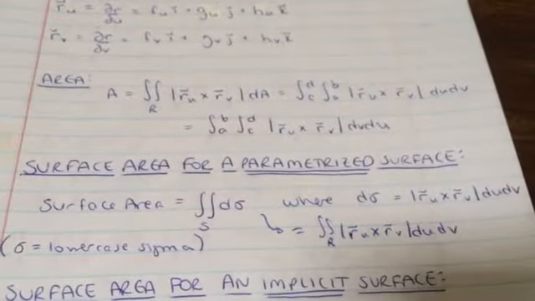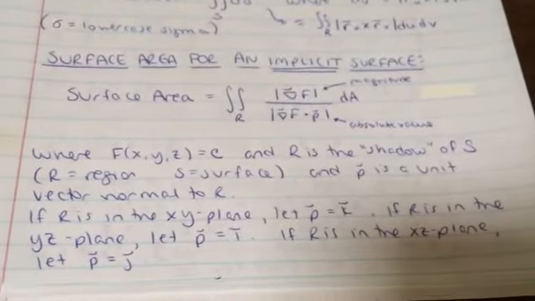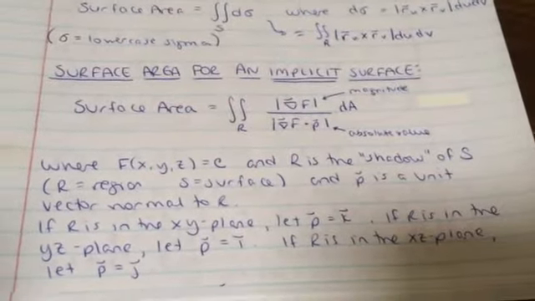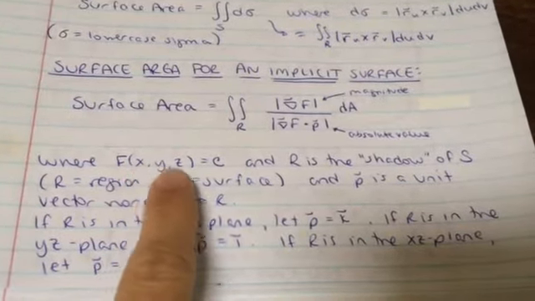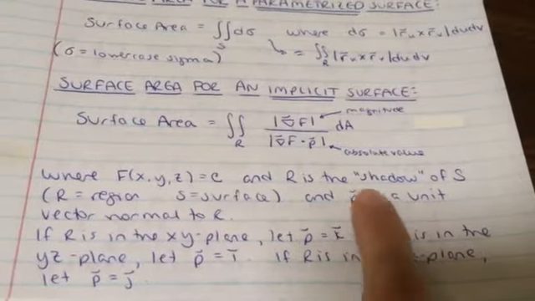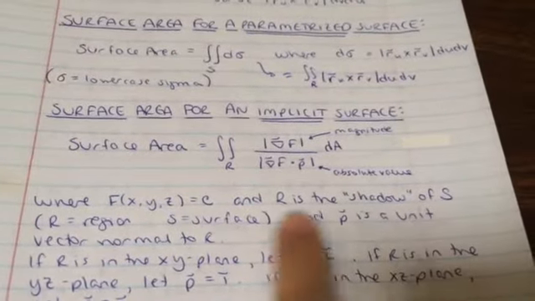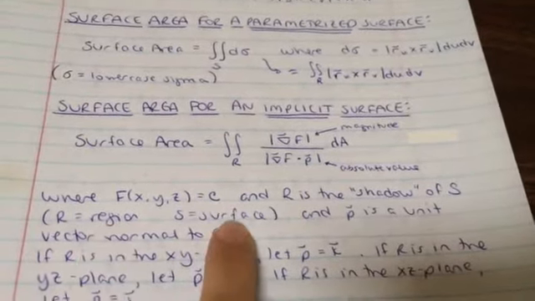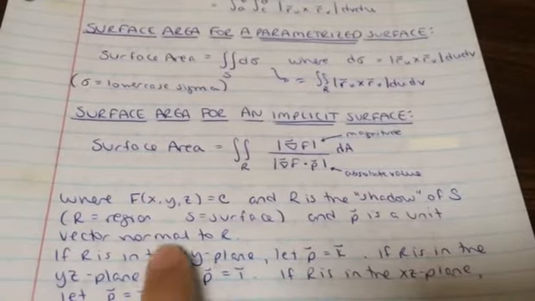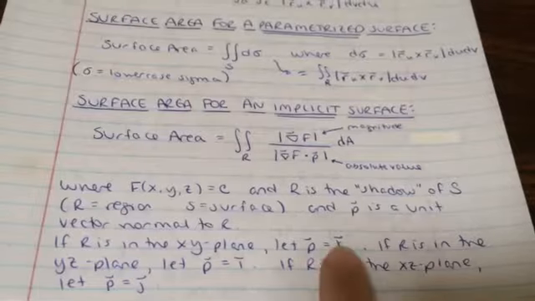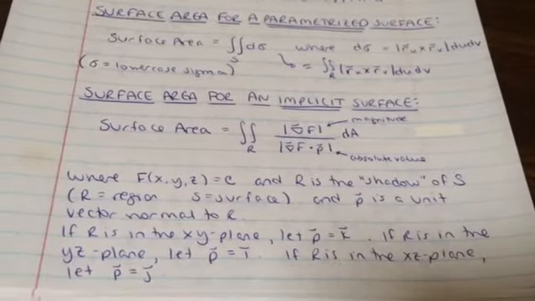But that's only if you can find the parametric equations for it. If you can't find the parametric equations for it, then you use this bottom formula. So again, the top bars are magnitude, the bottom bars are absolute value. Your F comes from a function of x, y, and z equal to a number. R is the shadow of S, so R is a region, which is 2-dimensional. S is a surface, which is 3-dimensional. P, again, is a unit vector that's normal to R. And then sometimes you use K, sometimes you use I, and sometimes you use J. So that's all the notes.